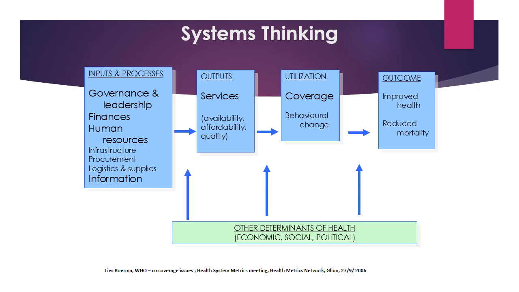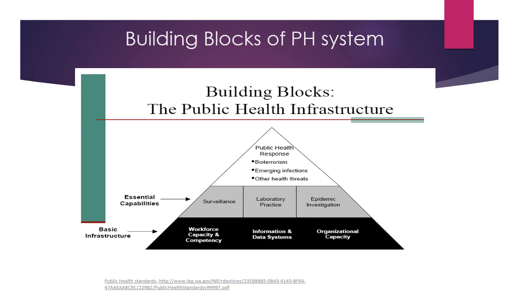Moving to the next slide. What are the building blocks of the public health system, or how does our public health system work? Starting from basic, essential and response. To have a public health system, first we should have a workforce. They must be capable and competent enough to provide services. Then we have information and data systems and organizational capacity.